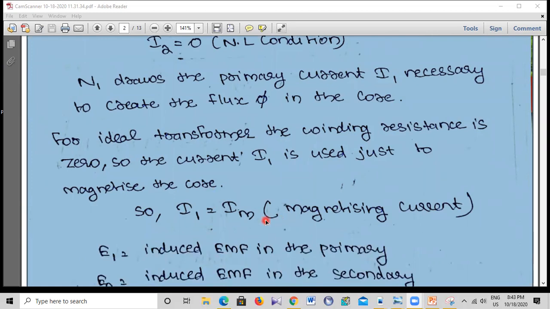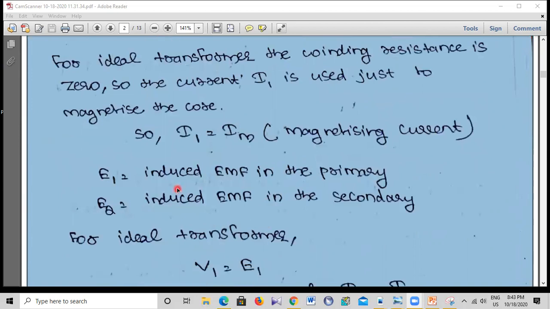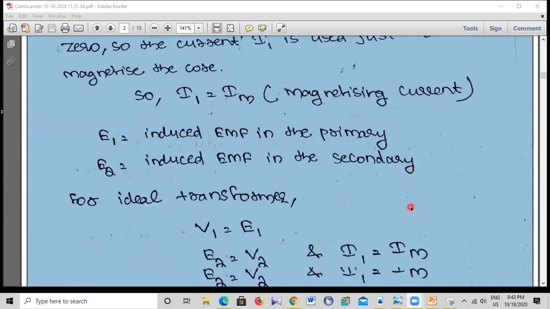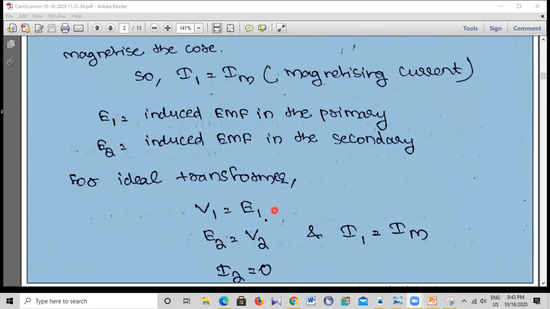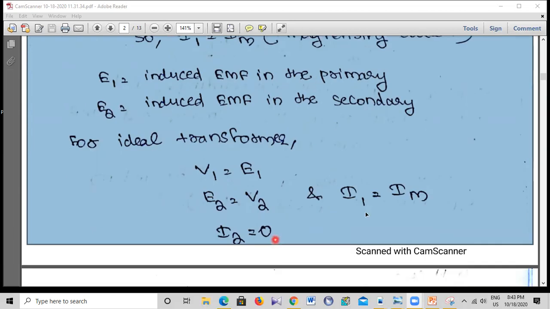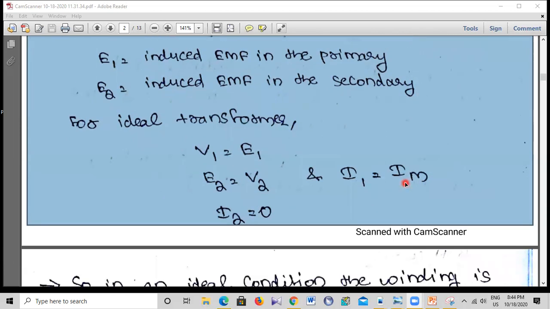Im is the magnetizing current, E1 is the induced EMF in the primary, and E2 is the induced EMF in the secondary. For an ideal transformer, since there is no leakage flux, no winding resistance, no reluctance, nothing, V1 is equal to E1 and E2 is equal to V2, and I2 is zero for no load condition. I1 is equal to Im, the magnetizing current, because I1 is not used for anything else in an ideal condition. It will just create the flux, and that is for magnetization.